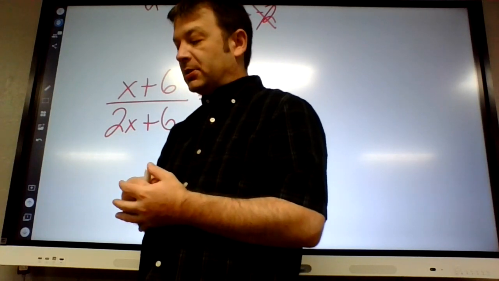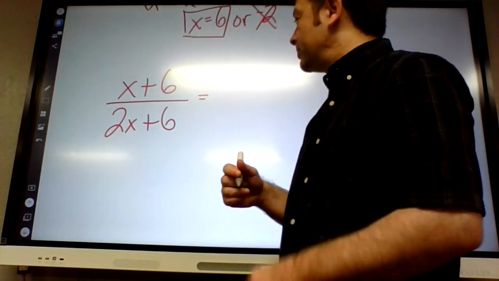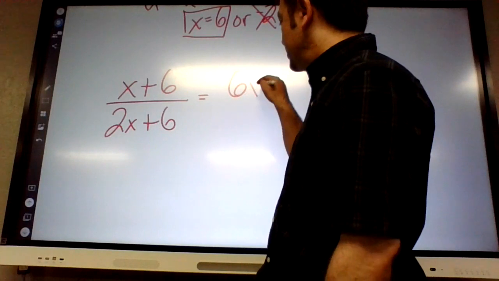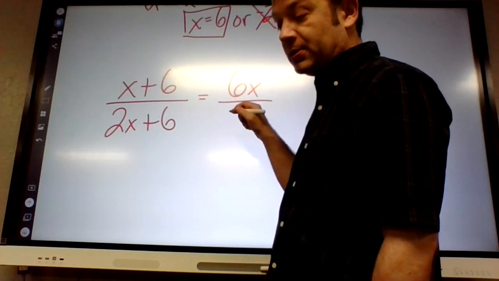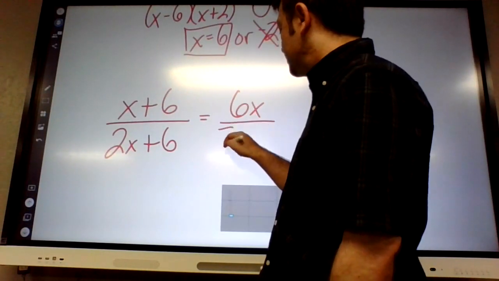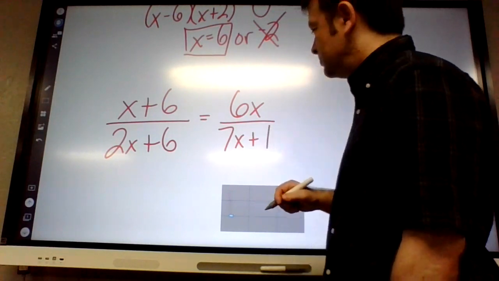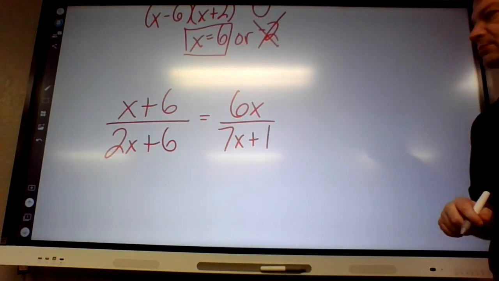Okay, and then what's the little triangle for the other part? 6x. And what's the big triangle matching side? 7x plus 1. Yeah. So that'll do it.